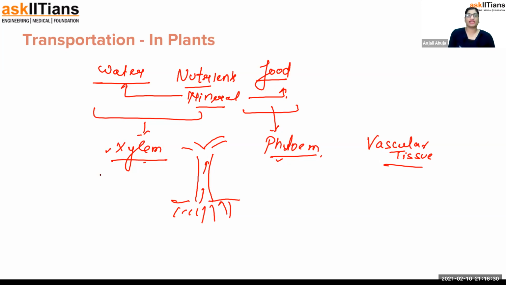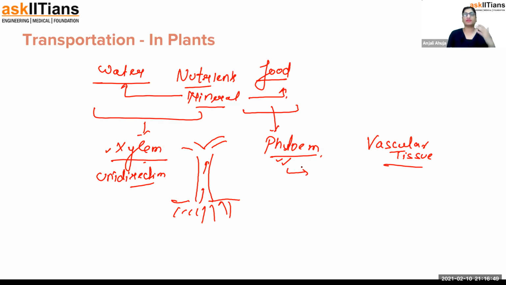In case of xylem, you may say that's a unidirectional movement because that's against gravity, from root to shoot. But in case of phloem, it moves from the place where photosynthesis is happening to all the parts of the plant. So this is kind of multi-directional. Is that clear? So that is how transportation happens.